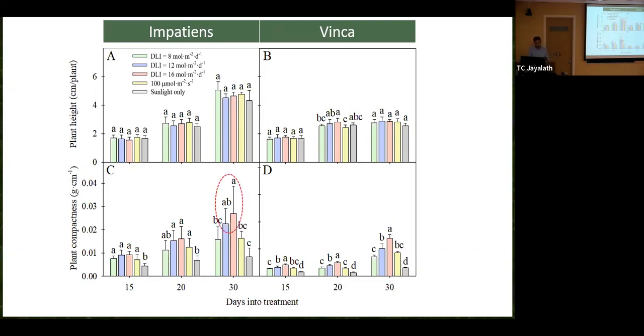We saw no difference from higher light levels between the 2 high treatments in impatiens, but in winkers we saw again that providing high light gave more compactness. Still, for the treatment with 8 DLI versus 100 micromoles, we did not see any differences between the 2 treatments on compactness.